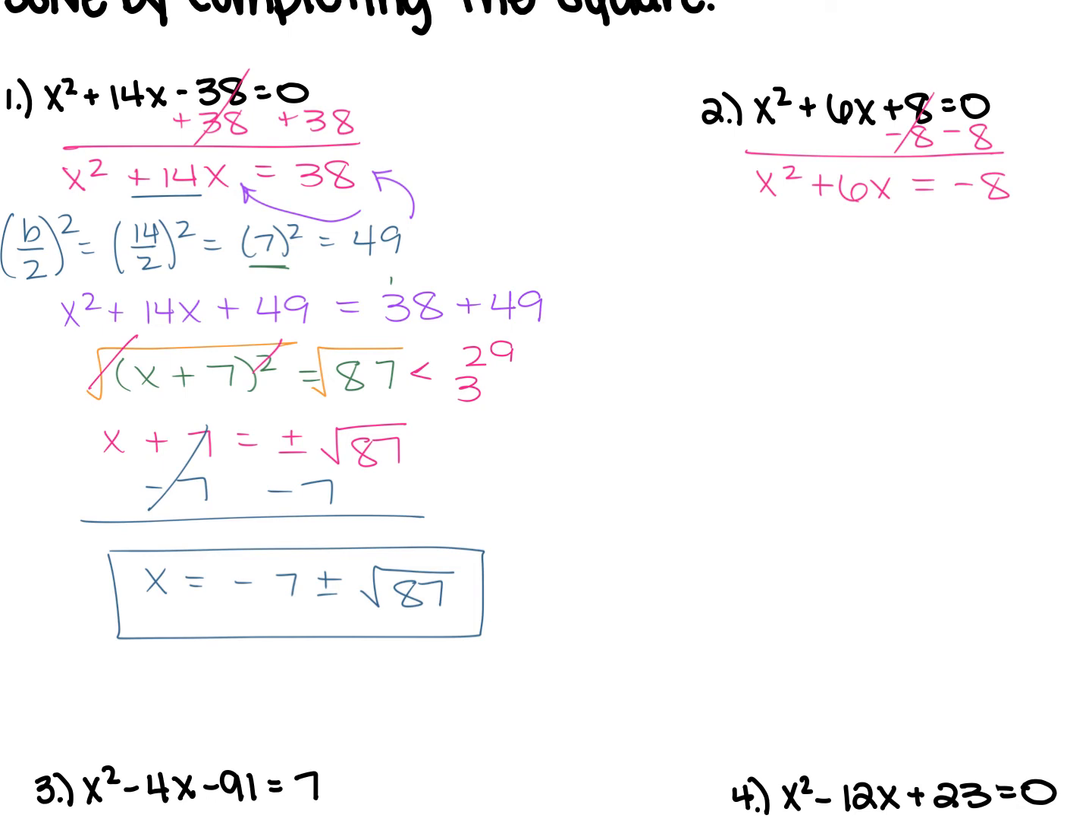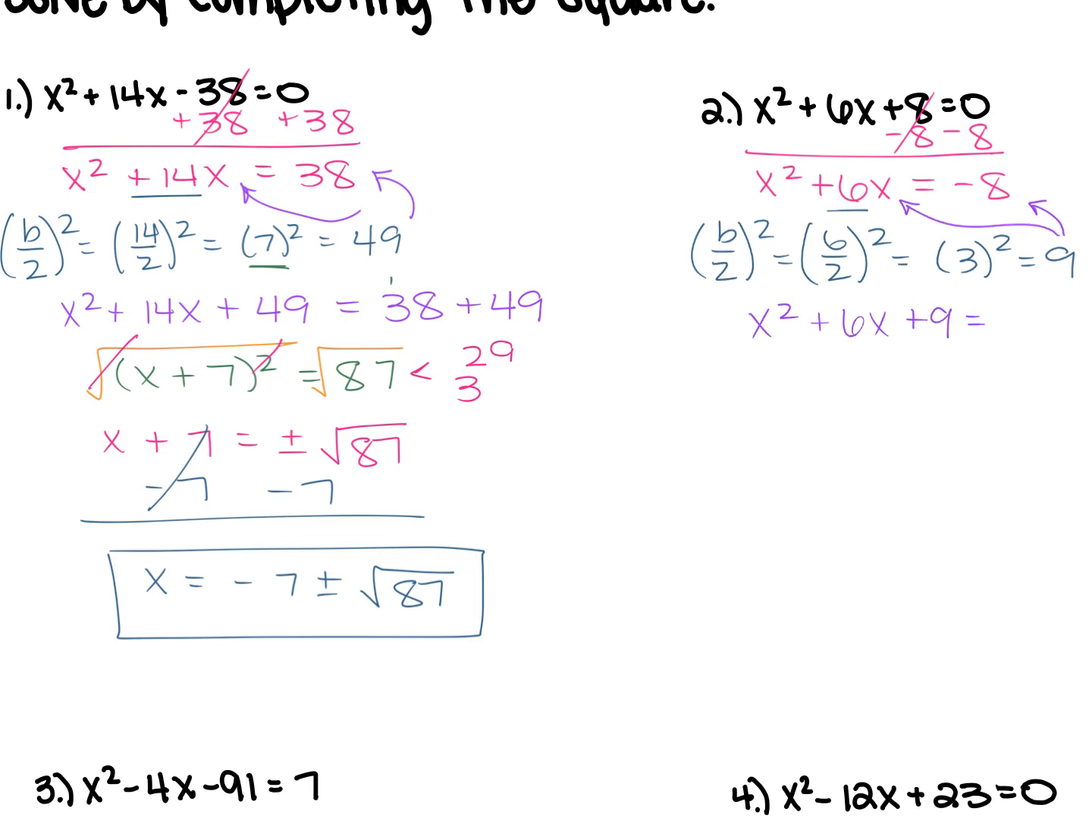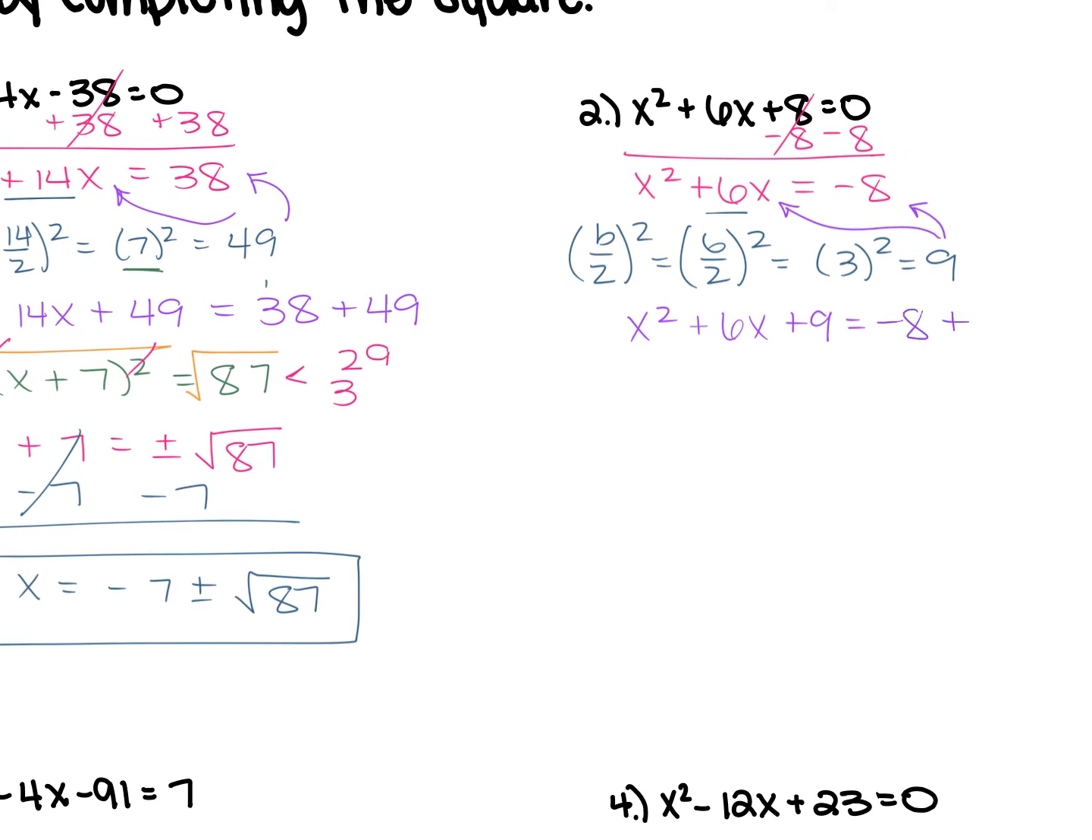Your 6 is your b term, so b over 2 would give you 6 over 2 squared, which is 3 squared, and that's 9. So the 9 is what we add to both sides. So that's going to give us x squared plus 6x plus 9 is equal to -8 plus 9. So now we factor the left side to be x plus 3 squared, since the 3 was in the parentheses that we squared. We add the right side, and that gives us 1. We're going to take the square root of both sides.